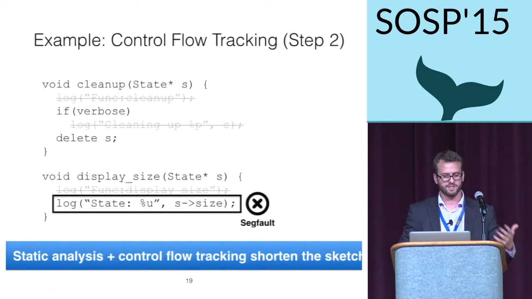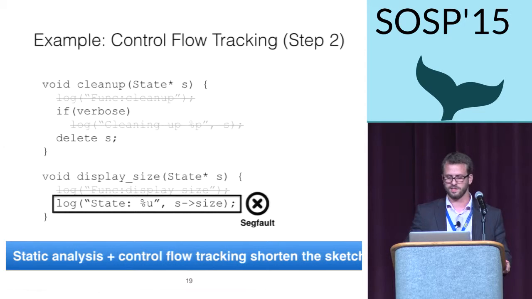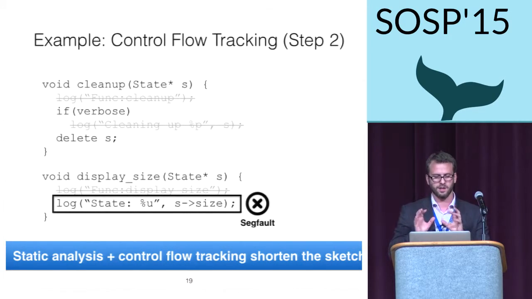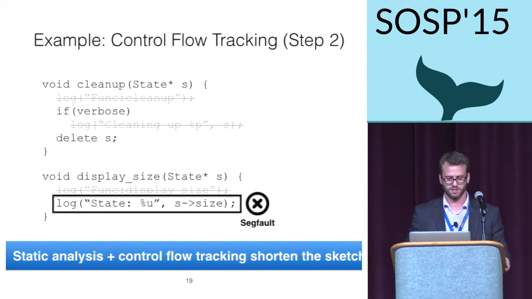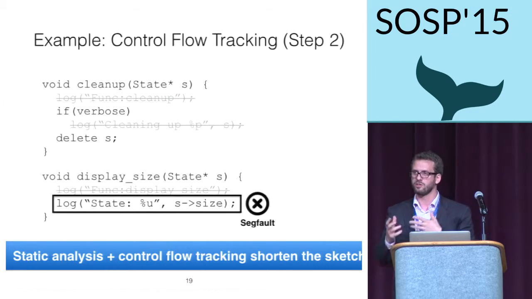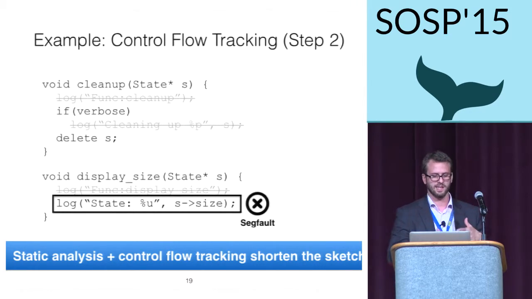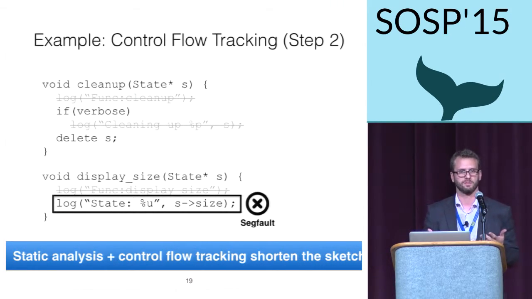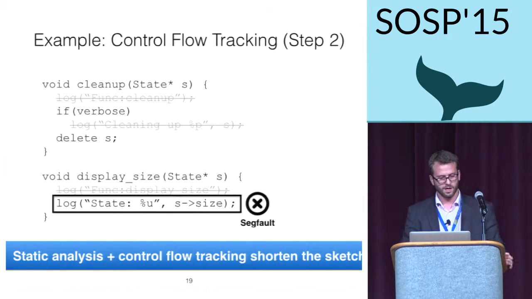Note that both of these techniques collectively help narrow down the set of statements related to a given failure, thereby shortening the sketch. Static analysis removes from the slice statements that are not related to the failing statement, and control flow tracking removes from the slice statements that don't get executed at runtime. Okay, so this was control flow tracking in action.